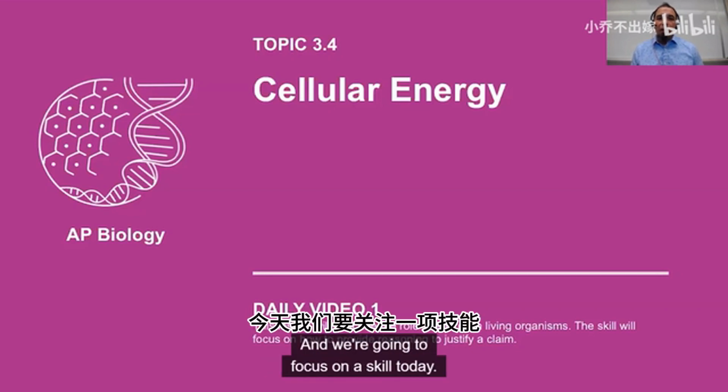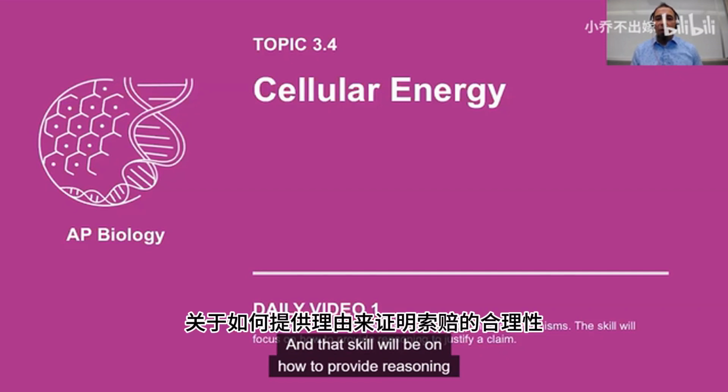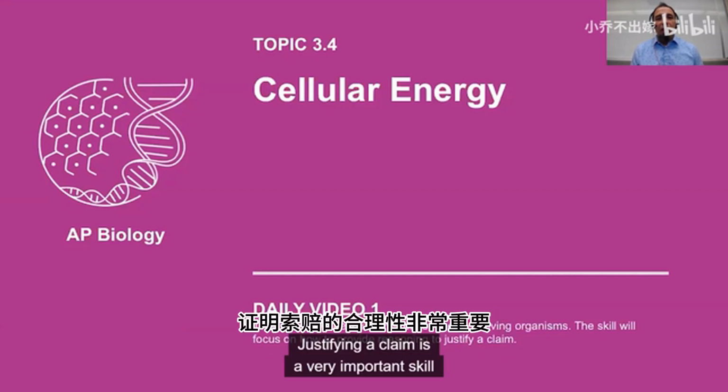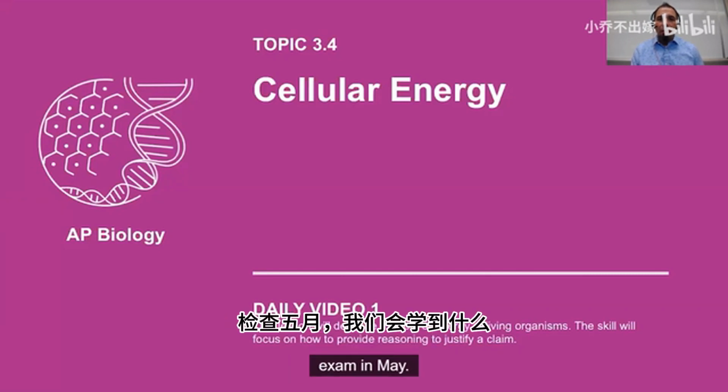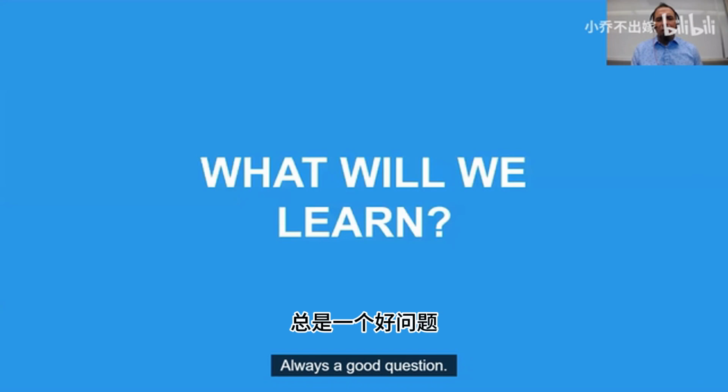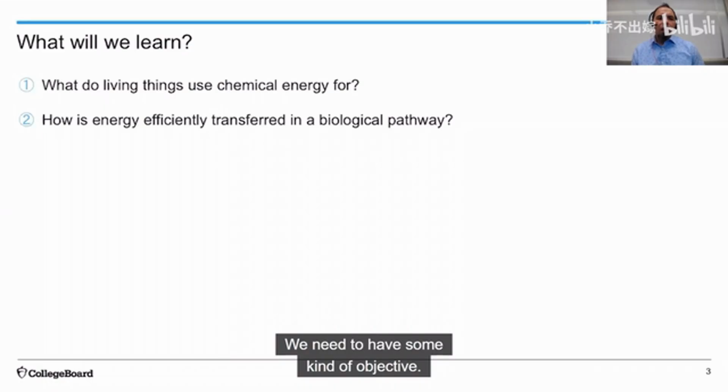And we're going to focus on a skill today, and that skill will be on how to provide reasoning to justify a claim. Justifying a claim is a very important skill you need to have to be successful in the AP Bio exam in May. And so what will we learn? Always a good question. We need to have some kind of objective. So what will we learn?